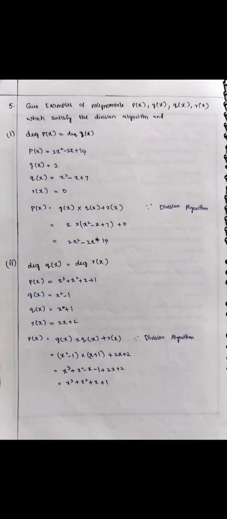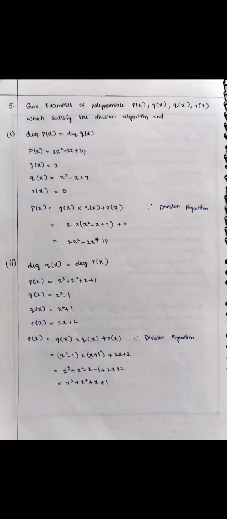They have asked that the degree of p of x is equal to the degree of q of x. What is the degree of p of x? That is 2, from 2x square, and q of x is x square. If we check p of x is equal to g of x into q of x plus r of x, we get 2x square minus 2x plus 14. So we are getting the dividend, and this equation is correct.